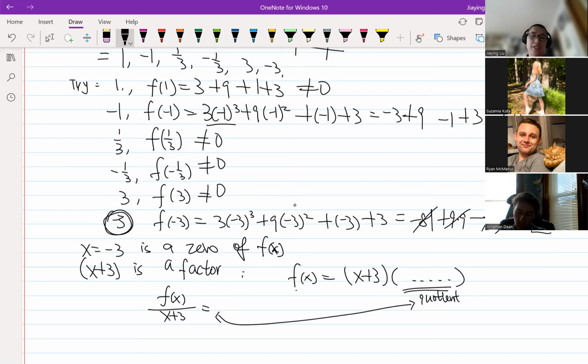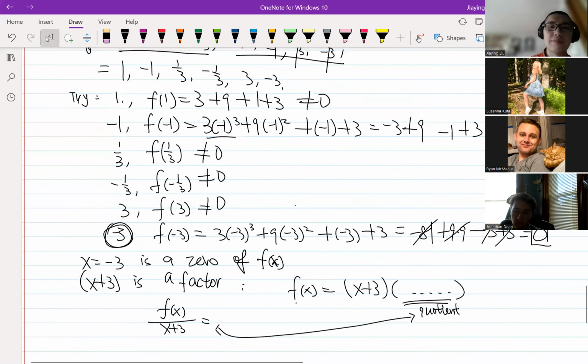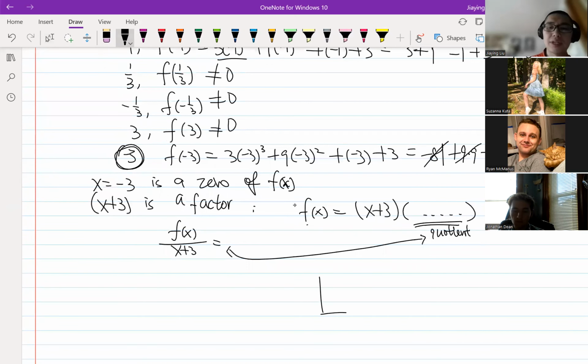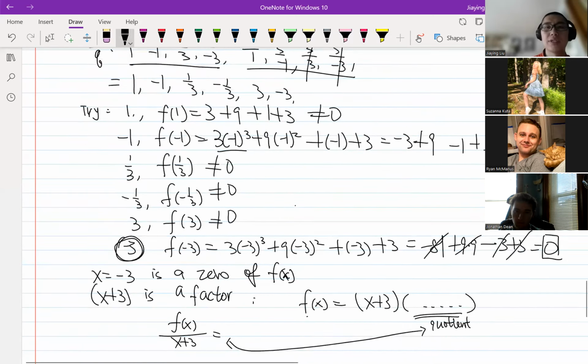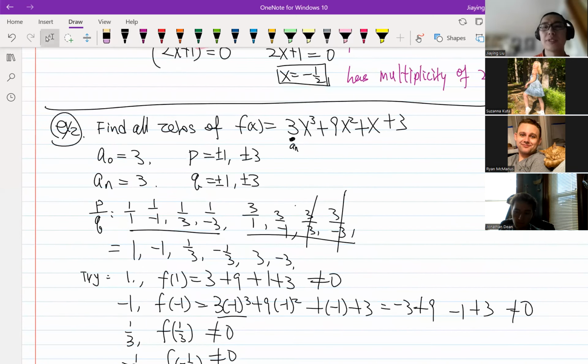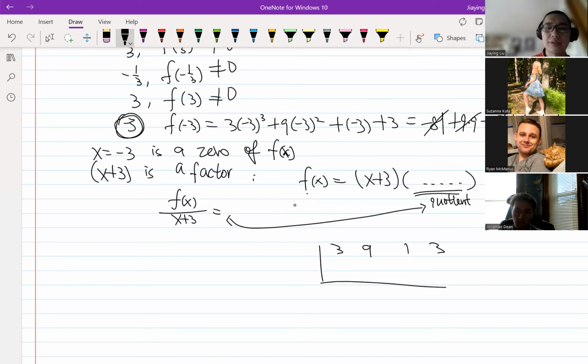At least to my understanding, synthetic division is probably the quickest way to find this quotient. So let me write down the synthetic division setup. We had 3, 9, 1, 3. So that's 3x cubed plus 9x squared plus x plus 3. Okay, that's right. And then we're going to divide by -3, because x plus 3 is a factor. So I'm going to bring down the 3, and 3 times -3 is -9. And 9 plus -9 is going to be 0.